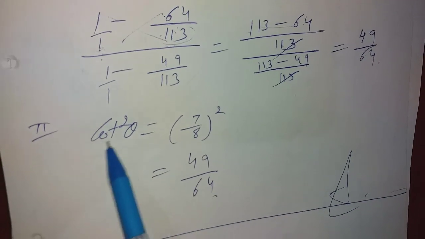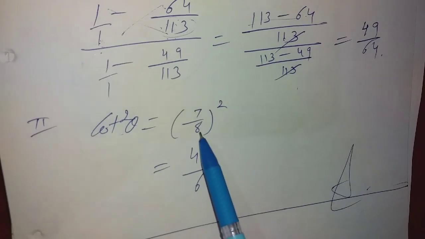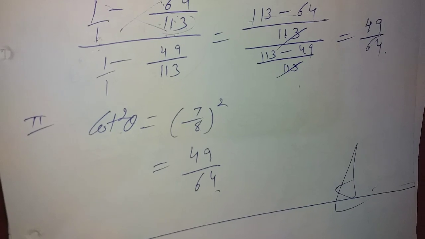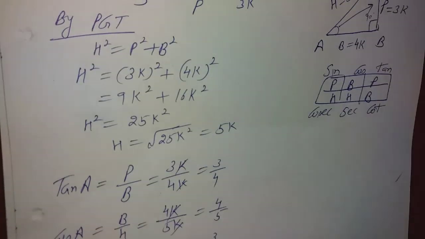In the second part, cot square theta. The value of cot is 7 by 8. So square of 7 by 8 is 49 by 64. That completes this question.